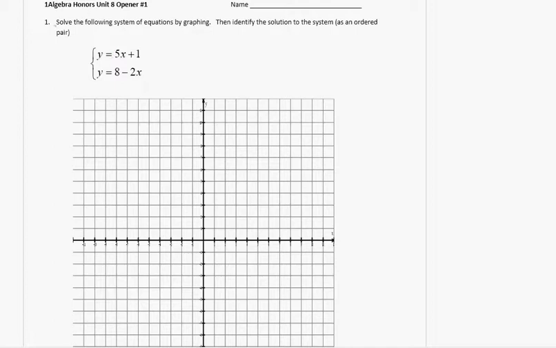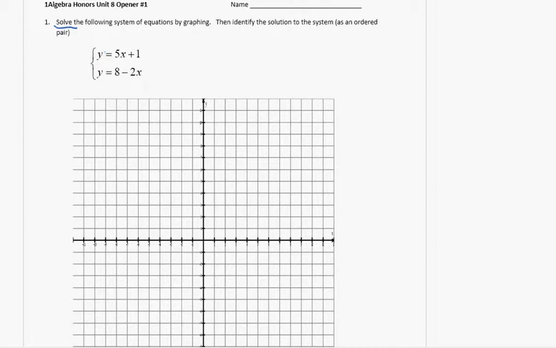And when it says to solve the system of equations, what that means is to find the value or values of the variables that make all of the equations in the system true. In this case, these two equations, but there can be systems with more than two equations.